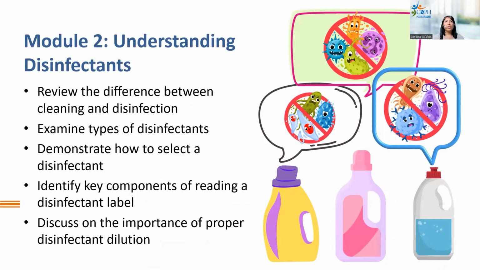So in Module 2, we review the difference between cleaning and disinfection. We talk about the different types of disinfectants and provide an extensive review of how to read a disinfectant label. In the instructor guide, there are additional activities to take a look at the EVS closet, disinfectant storage, and best practices.